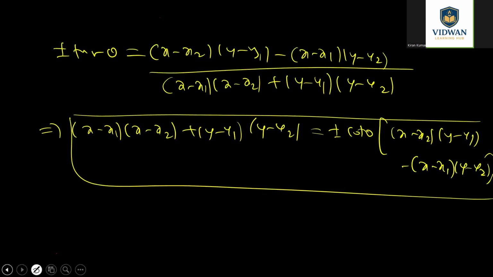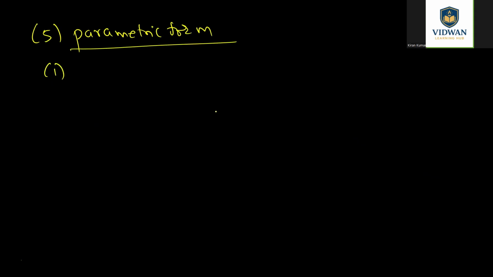So we just finished the chord and angle form of a circle. The fifth one that we are going to discuss is the parametric form of a circle, that is, the equation of a circle in parametric form. So we'll take the simplest case first.